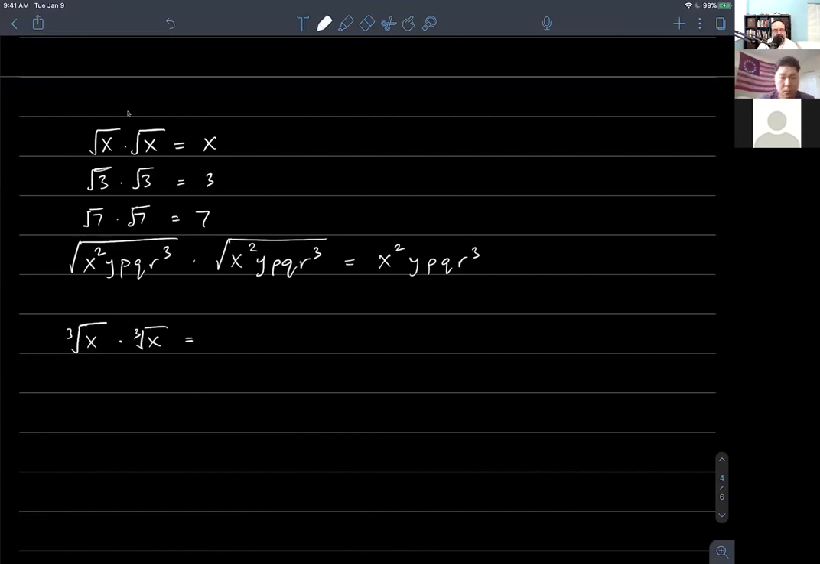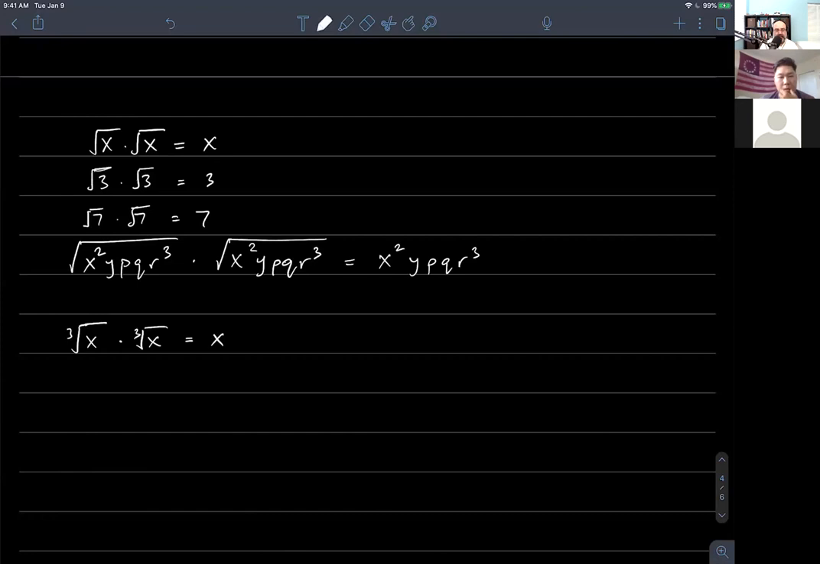What would this be? X. So you're saying that square root of x and cube root of x are the same thing then? No. Oh no, it's not. If you do it by three times, right?